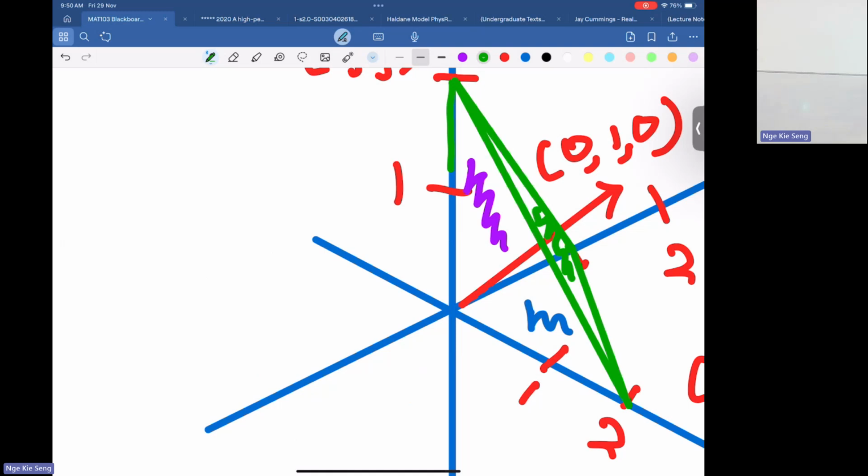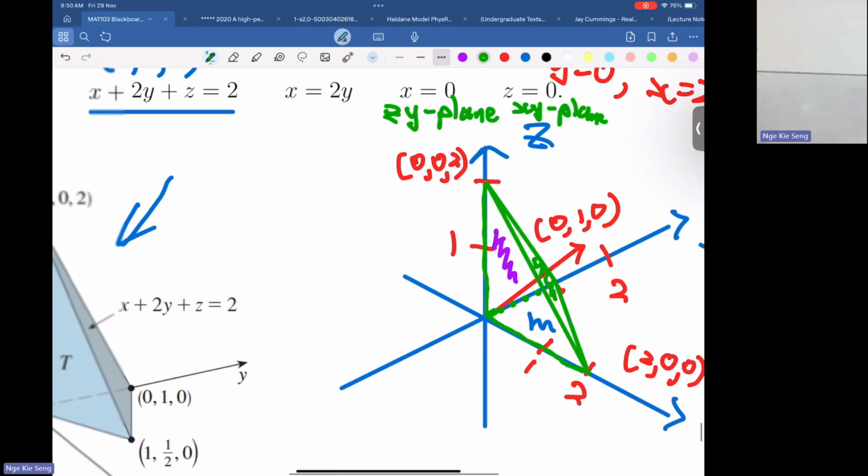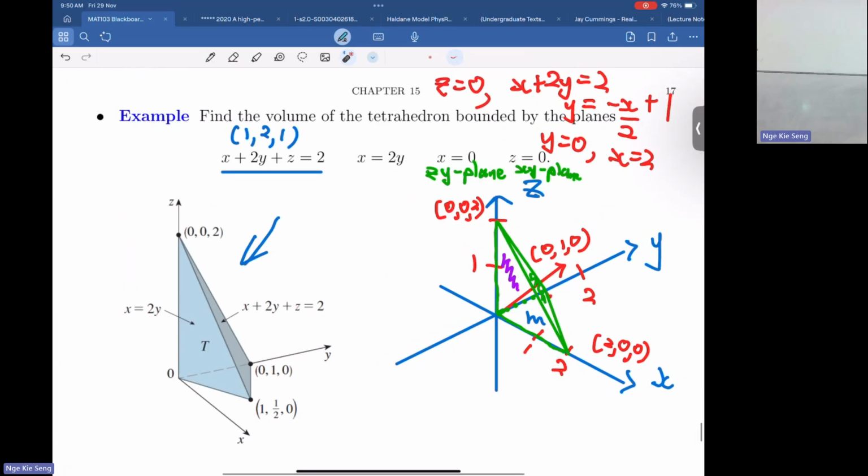Get rid of that one. Put this one, and this one maybe we put dotted. This dotted line is the one at the back. Is it easier to see? Can you see it stand out or not? This one is facing outside, this one is at the back, this one at the bottom. So we still have one wall to cover this tetrahedron.